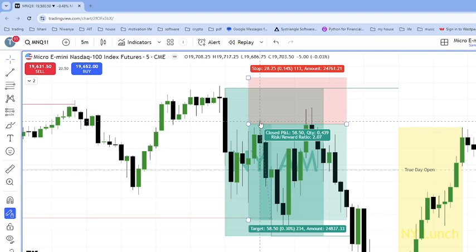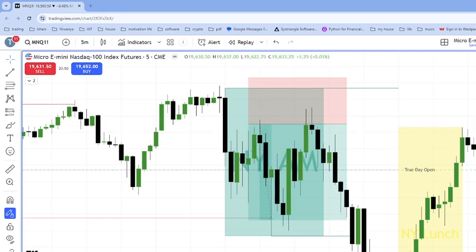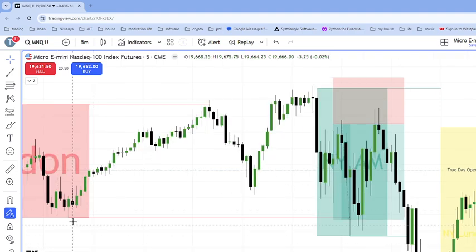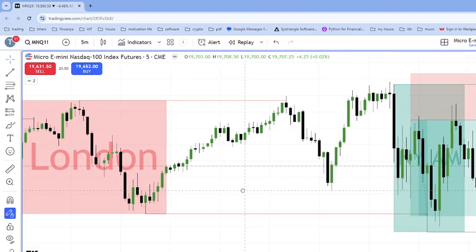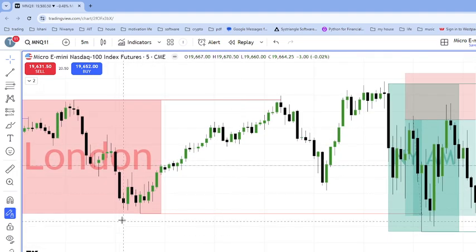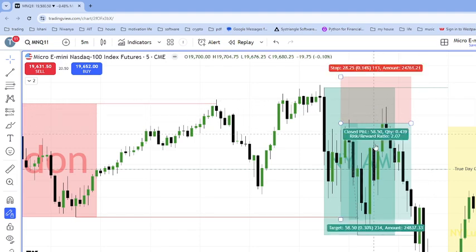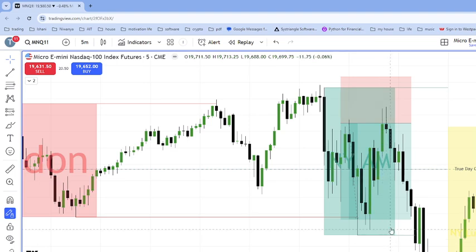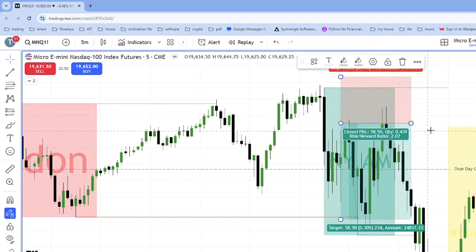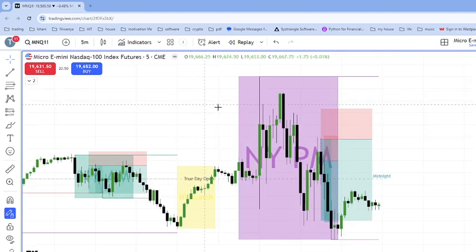The entry was hit at 10 a.m., and our take profit target was the sell side liquidity residing below the London close, below the London session. That was our target, and we were looking for the price to go there, and the price quickly went and grabbed it for a 1 to 2 winning trade. Okay, so that was the first trade.